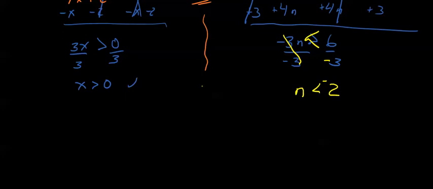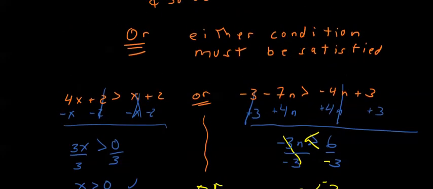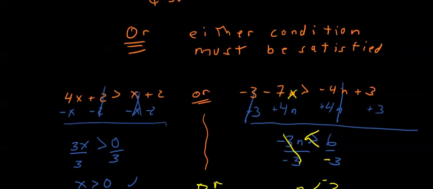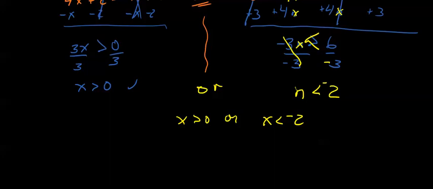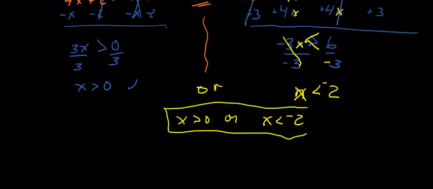Well, now we write our answer. Joined by the word or: x greater than 0, or x less than negative 2. Yeah, kind of a stupid thing I did. This should be an x, x, x, x, x, and x. So sorry. This is my answer. There is no other way to write it. No other way to write.